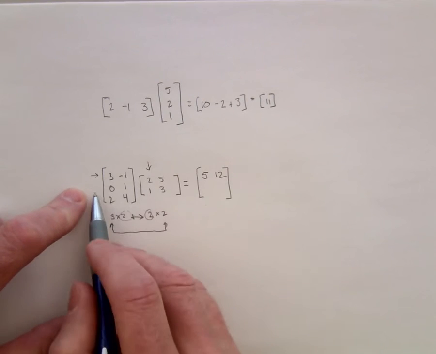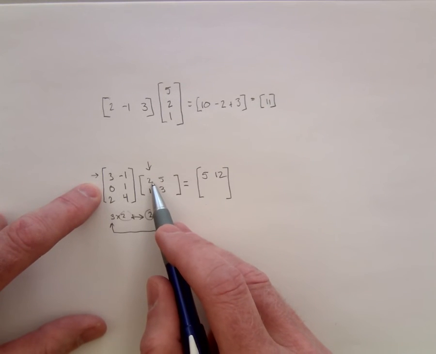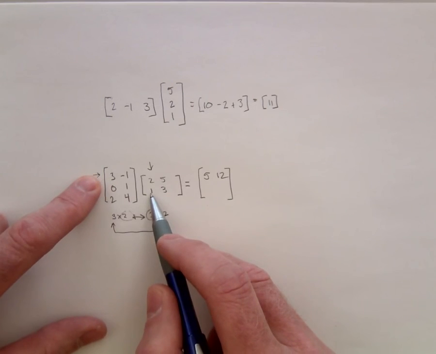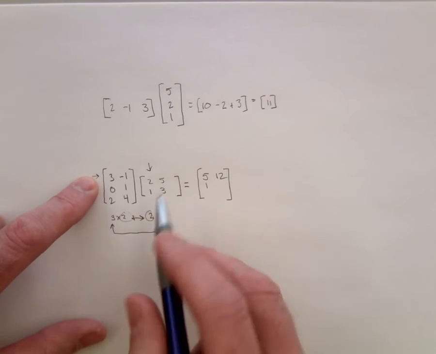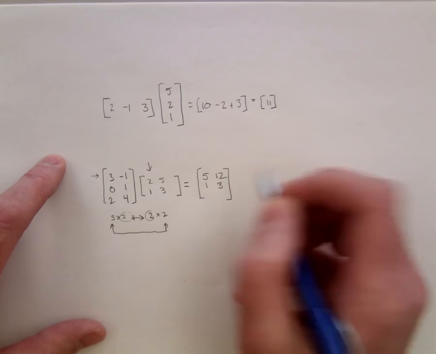Then we'll move down to the second row, back to the first column. And so we'll have 2 times 0 plus 1 times 1, and that's going to be 1. And then we'll take 0 times 5 plus 3 times 1, that's going to be 3.